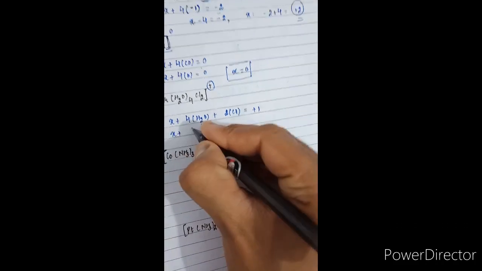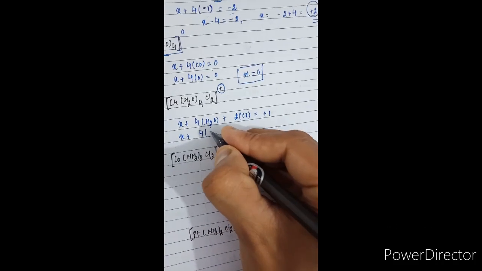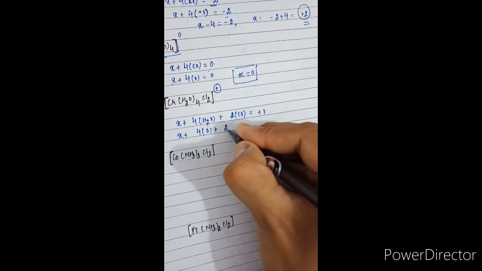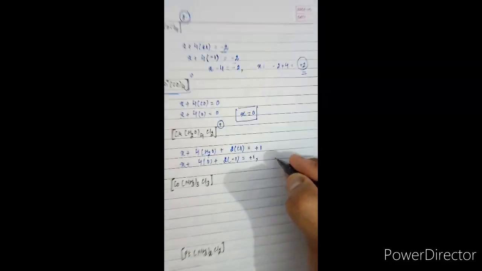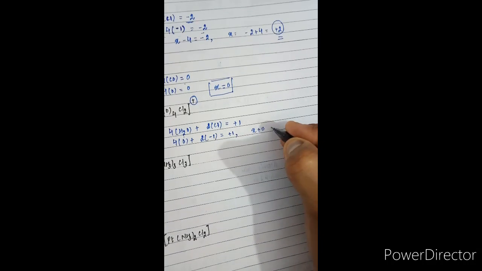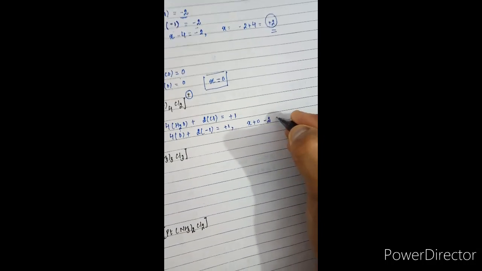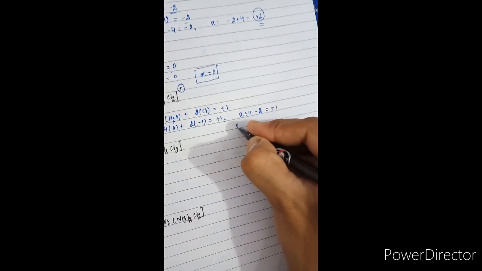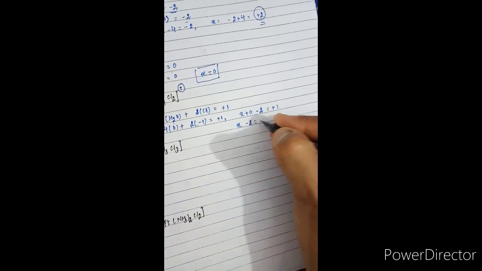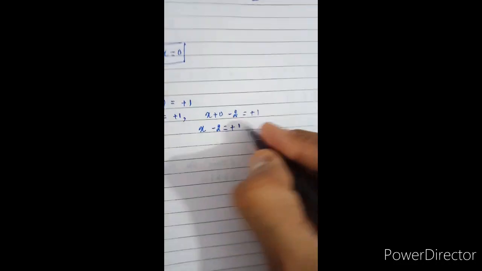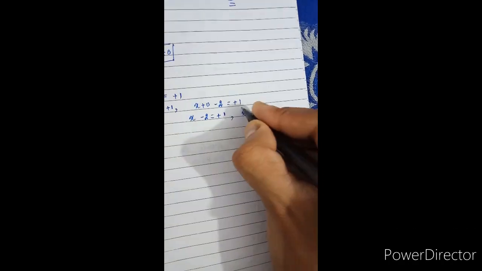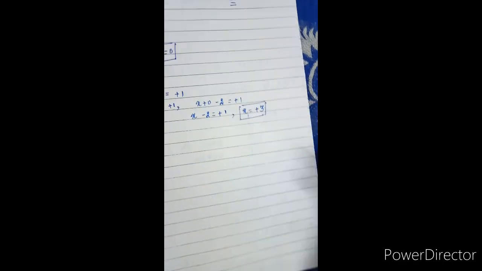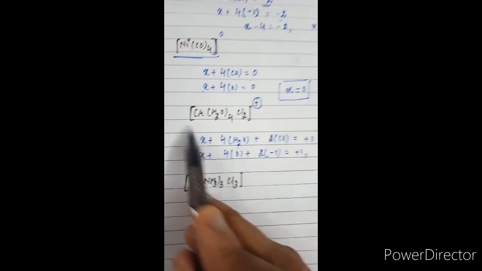Now X plus, for the water molecule charge will be 0, and for Cl minus 1, equals plus 1. So X plus 4 into 0 is 0, and 2 into minus 1 is minus 2, equals plus 1. So X minus 2 equals plus 1. X equals, very simple, plus 3. The oxidation state of chromium in this complex is plus 3.